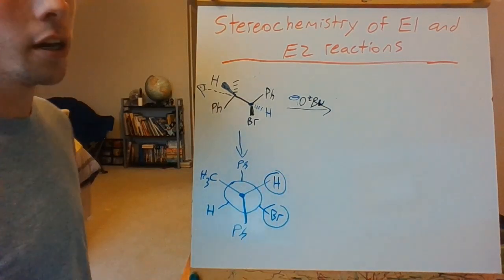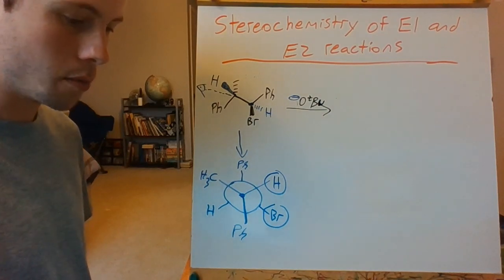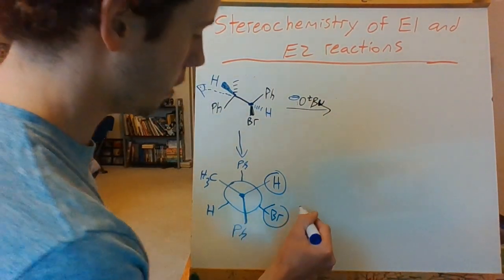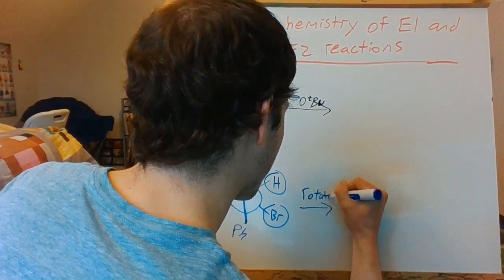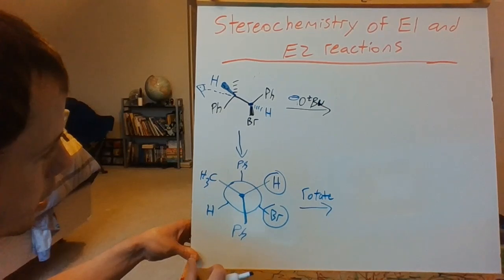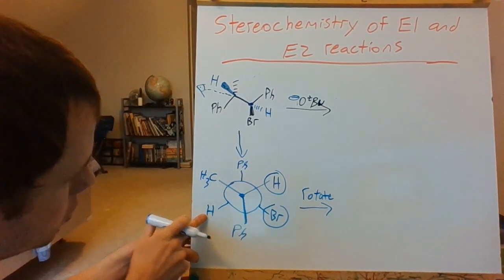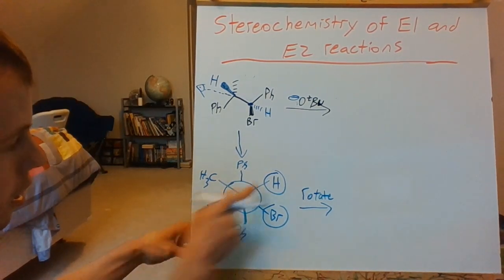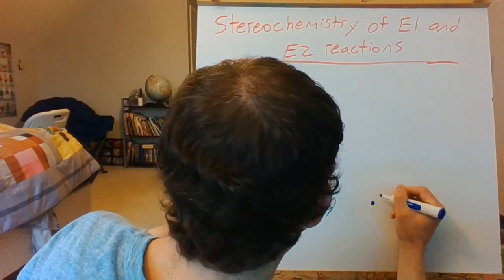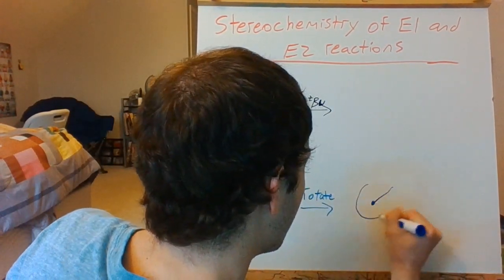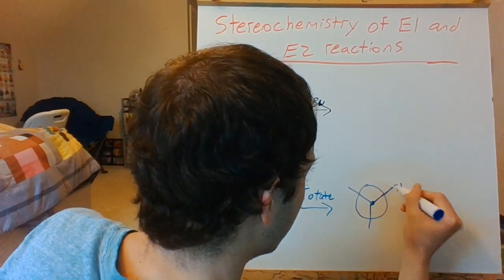It is right here. These two things are currently gauche to each other, and so we need to rotate them so that they are anti. So if we rotate, let's go ahead and rotate the back carbon so that the bromine then becomes over here, and it'll be 180 degrees from this hydrogen. So I'm going to keep the front carbon the same.